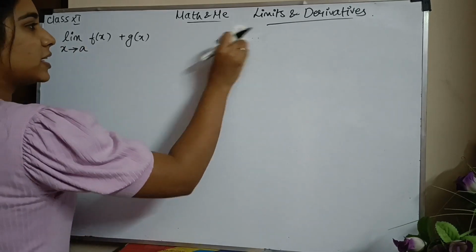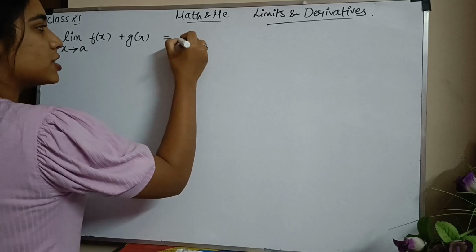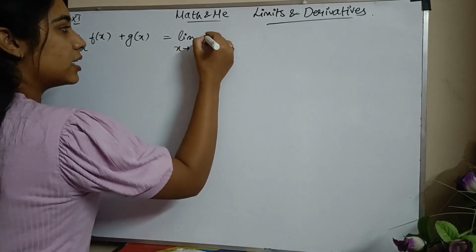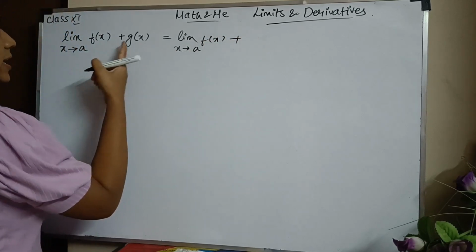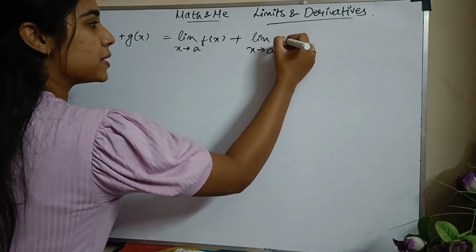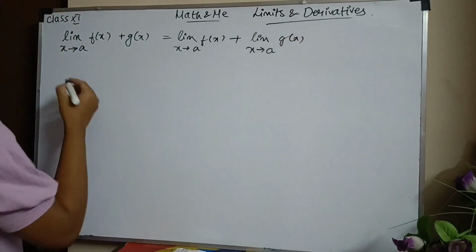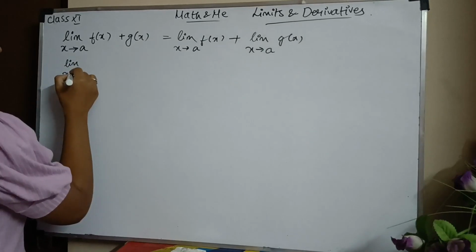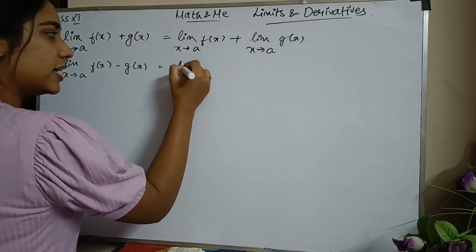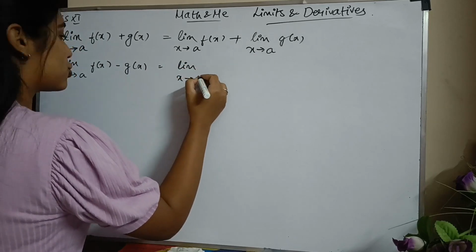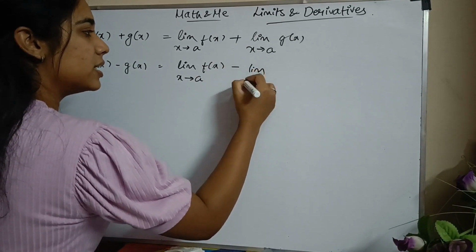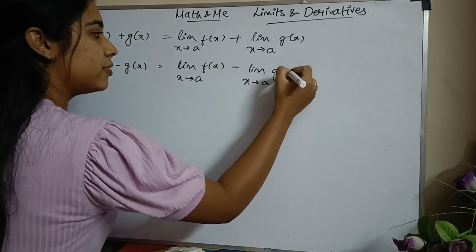So how can you split the limit? This is for addition. You can split limit x tends to a of f of x plus g of x into limit x tends to a of f of x plus limit x tends to a of g of x. Basically, if it's in addition, you can split the limits. The same applies for subtraction. Limit x tends to a of f of x minus g of x equals limit x tends to a of f of x minus limit x tends to a of g of x.